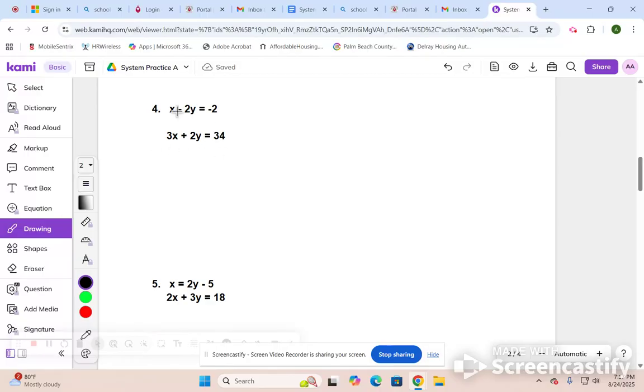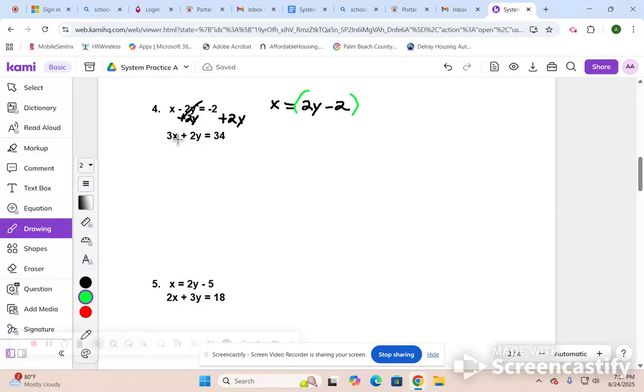We can, if we want, solve it for x. If we add 2y to both sides, the y's here will cancel. We're going to get x on one side by itself, and on the other side, we're going to take the sum of these two terms, which is going to be 2y minus 2. We can't combine them because they're not like terms. So what that means right now is I have a substitution value for x.